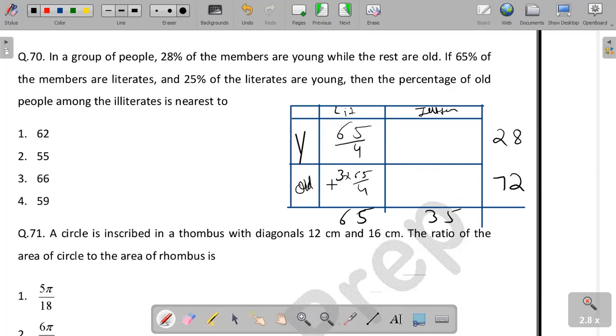So what I would do, 65 into 3 by 4 would be, let me use the calculator and see. 65 into 0.75, that is 48.75 minus 72, we will read 23.25. Now I would divide this by 35, so I am getting 66.4. So this should be the answer. Focus on this thing. If it is written nearest to, that means your answer is coming in the decimals most probably.